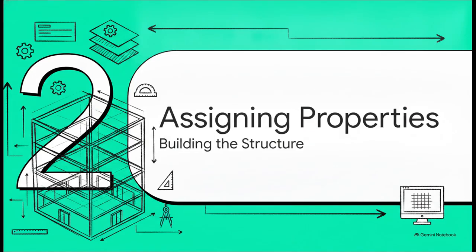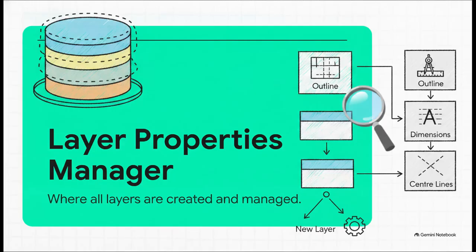Section 2, creating and assigning properties, building the structure. Now that we've got the philosophy and the why down, it's time to shift gears into the mechanical how. Let's actually build the structure within your CAD software. Everything starts right here in the Layer Properties Manager. You open this up from the Home tab on your ribbon, and you can consider this your central command hub. This is the absolute starting point where you'll click the New Layer button.